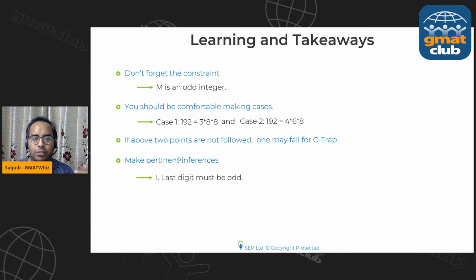So obviously make sure that you draw all the pertinent inferences also. Like for example, how did I come to the conclusion that I need to work with statement 1? I came to that conclusion because I drew the inference that A, B, C are single digit numbers. So obviously I need to break down 192 into three single digit numbers. This is not given. You have to implicitly infer it. Okay, if you don't infer it, then also you'll fall for a trap. But the main thing which I want you to take away from here is that make sure that you don't forget the constraint at all. Okay, so I hope this is clear.